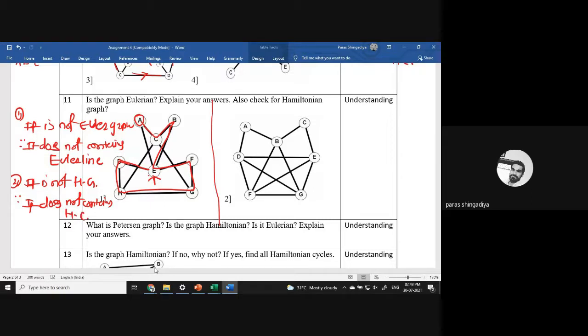Now for the second graph. Is it Hamiltonian?